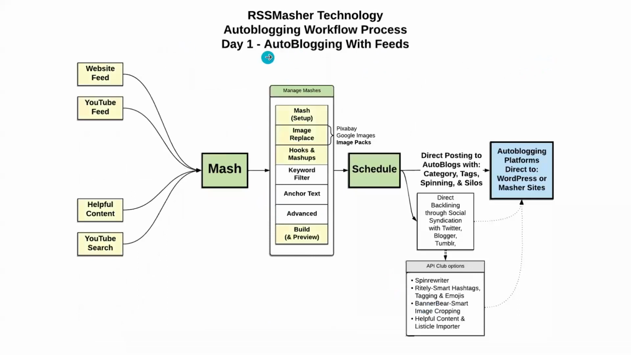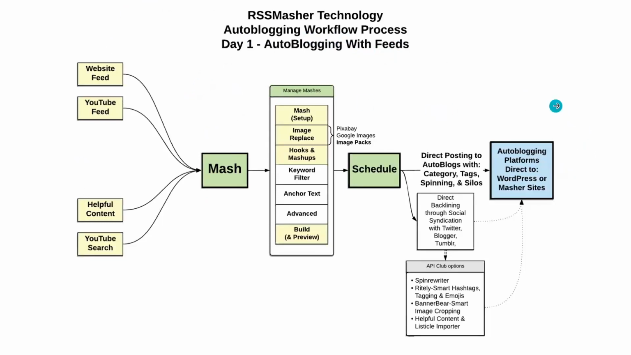So in our Mastermind training that we did on Facebook, day one, we talked about auto blogging with RSS feeds, with automated content. So you would use these 4 boxes: mash, image replace, hookups, and build and preview. Now you can use anchor tags and keyword. I don't know why I didn't highlight those. You can use all these for any of the content. You schedule it, it goes over to the post. So this is everything to do with RSS feed automation.